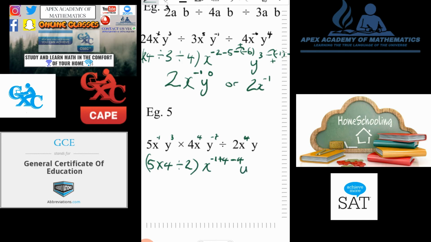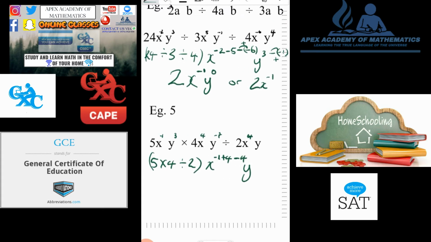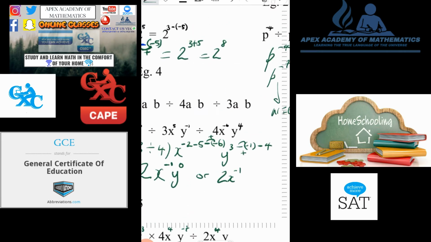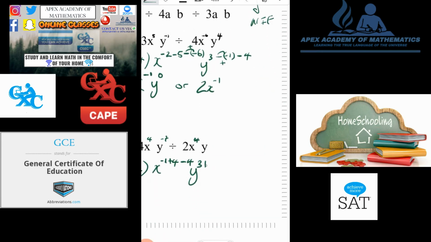The base here again is y. The power here is 3. Multiplication wants us to add the -7 to it. But division wants us to subtract this power here. But wait, there isn't a power.